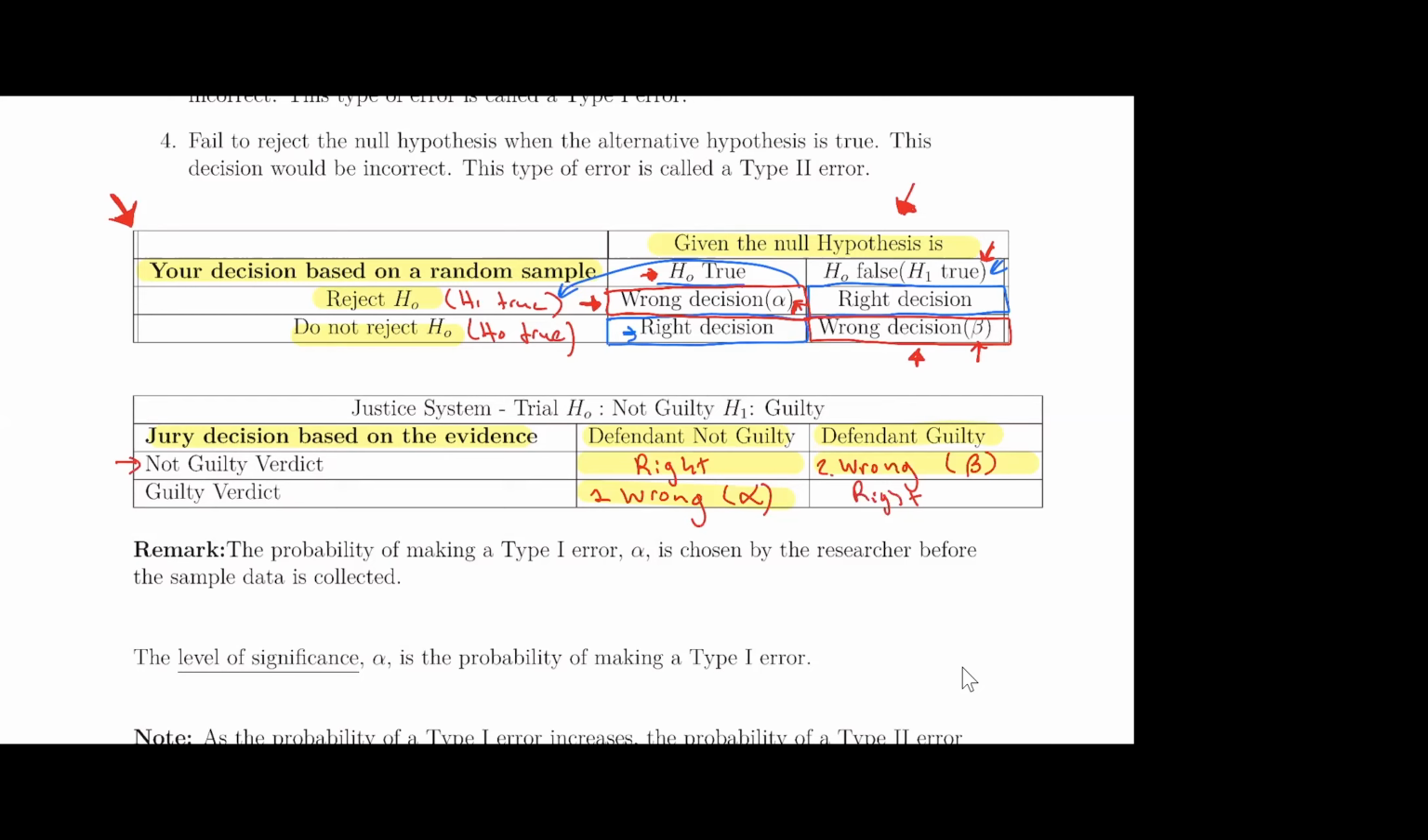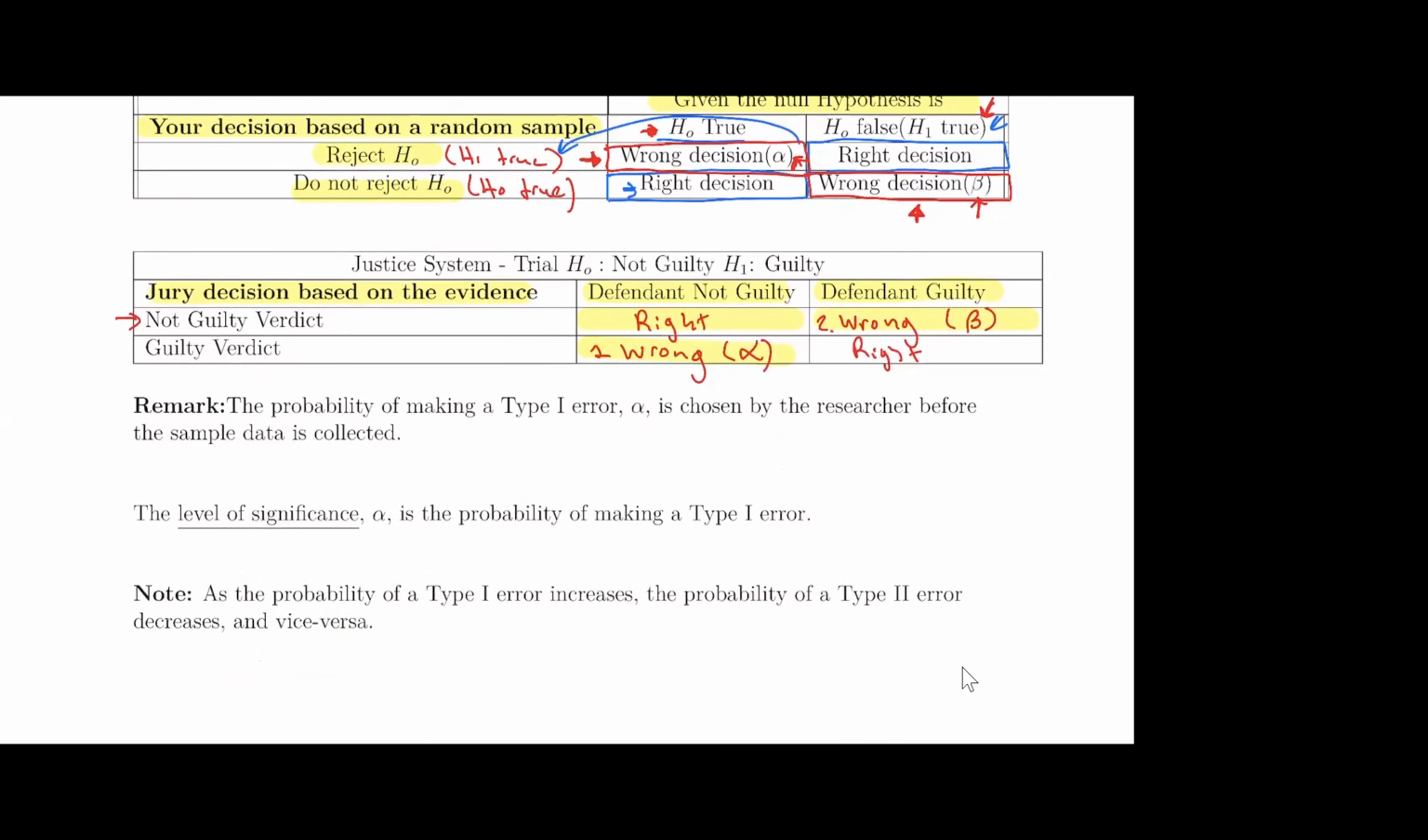All right. Up next, we're gonna go over where it says remark. The remark says the probability of making a type 1 error, alpha, is chosen by the researcher before the sample data is collected. Right below that, it says the level of significance alpha is the probability of making a type 1 error. So whenever you see level of significance, alpha, or type 1 error, you just know all three of them are the same thing. They're all talking about the probability of making an error.